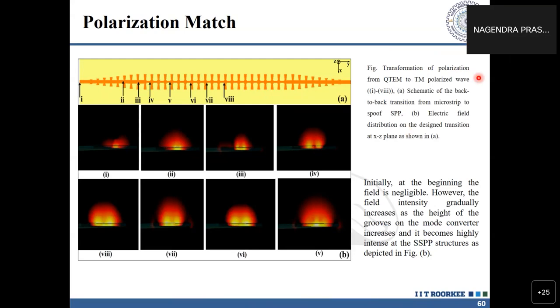So slowly the quasi-TEM mode is getting converted into this SSPP mode.